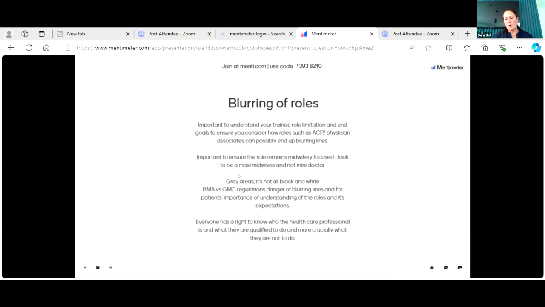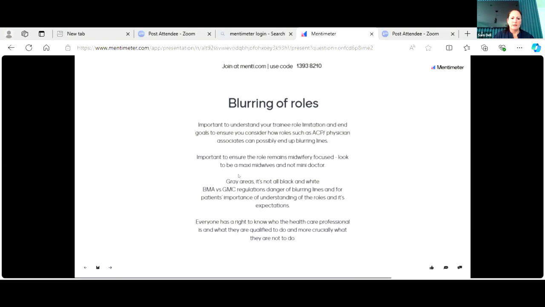We can do so much in the ACP role that keeps normality there for the patient, that keeps their needs high. And I think it's really important to maintain that and maximise the midwifery output, rather than becoming that mini doctor and just doing those doctor reviews, which is just not within the role. There are grey areas. It's not all black and white, and we know that very clearly, because scopes of practice can expand, but it's about how we try and keep things more clear.